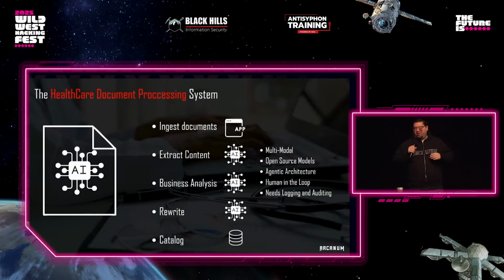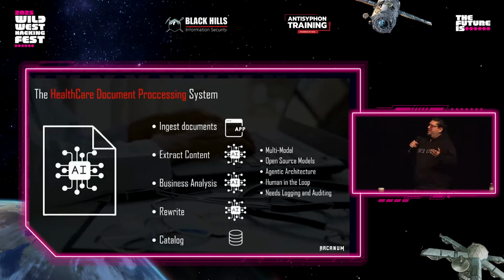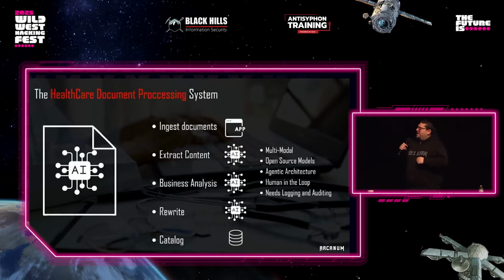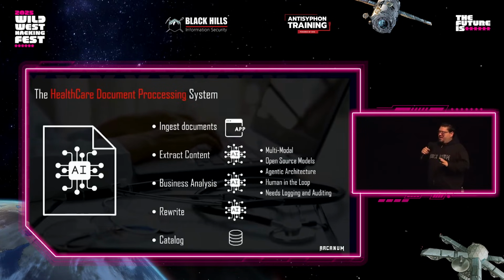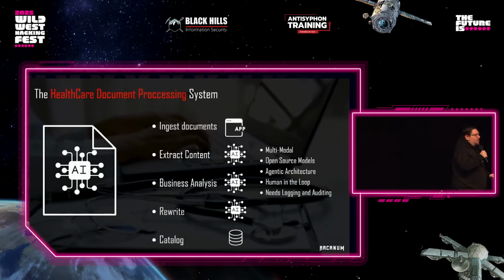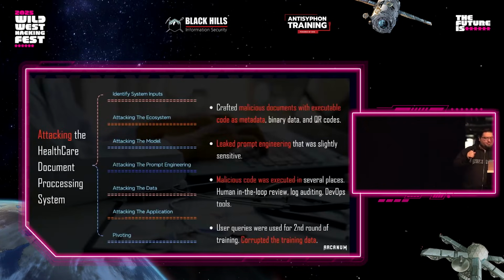It required multimodal LLMs that could take in documents of different kinds. It was human in the loop, we call it. There was a human somewhere in the architecture, and then it needed logging and auditing. So let's talk about attacking the system.